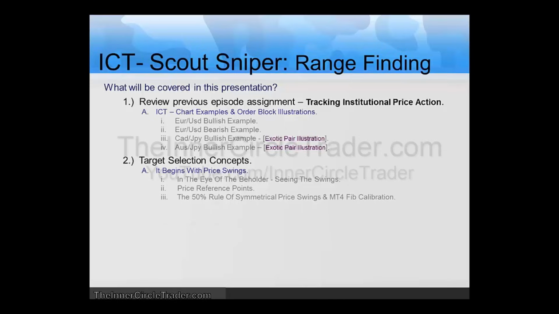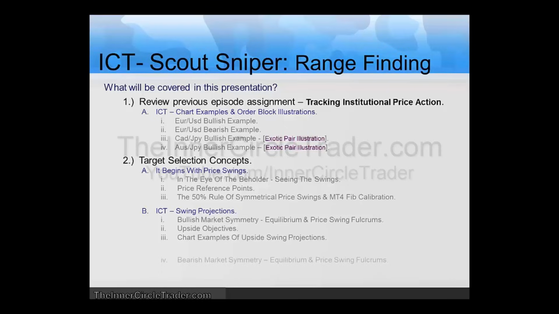Price reference points, we're going to be talking about that specifically. And we're going to be introducing the 50% rule of symmetrical price swings, and we're going to be giving you the instructions of MT4 Fib calibration. And we're going to be looking at ICT swing projections. Market symmetry in the bullish realm. Okay, we're going to be talking about equilibrium and price swing fulcrums. We're going to give you upside objectives. And we're going to be looking at the chart examples of upside swing projections.